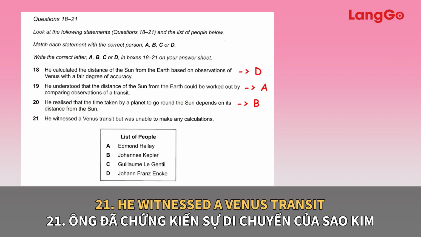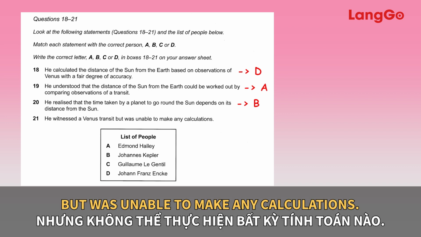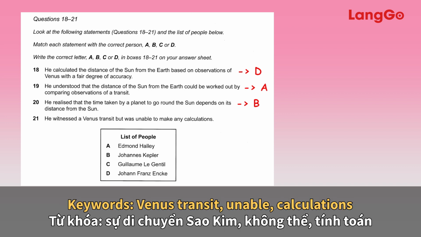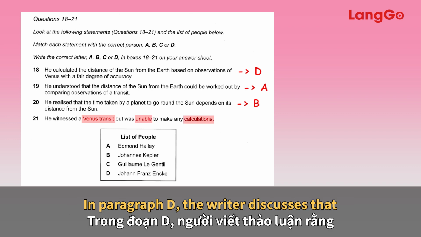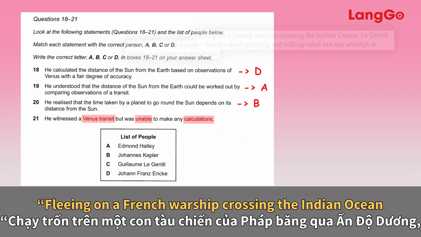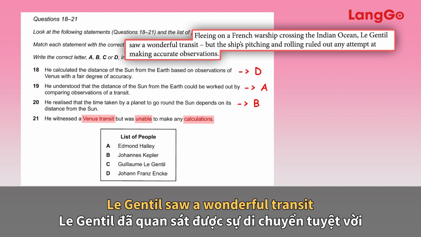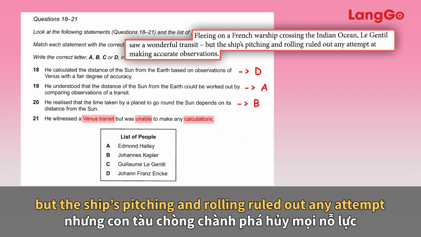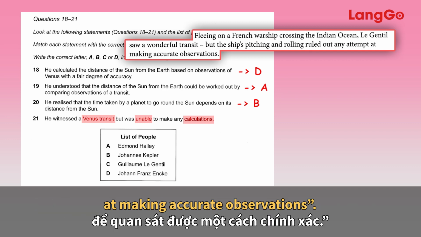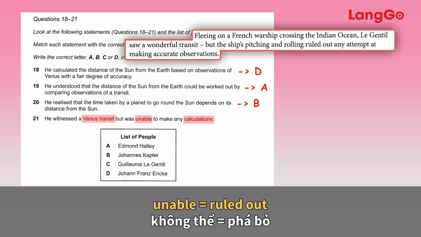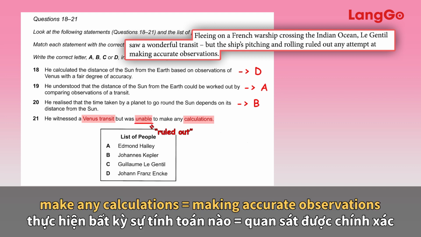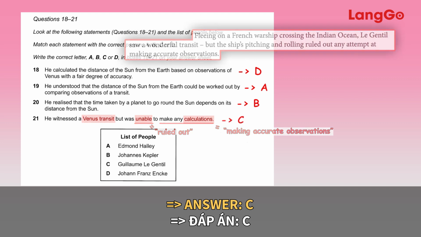Number 21, he witnessed a Venus transit but was unable to make any calculations. Our keywords here are Venus transit, unable, and calculations. In paragraph D, the writer discusses that, fleeing on a French warship crossing the Indian Ocean, Le Gentil saw a wonderful transit, but the ship's pitching and rolling ruled out any attempts at making accurate observations. Unable and ruled out are the same, and made any calculations and making accurate observations have the same meaning. So here our answer is C.